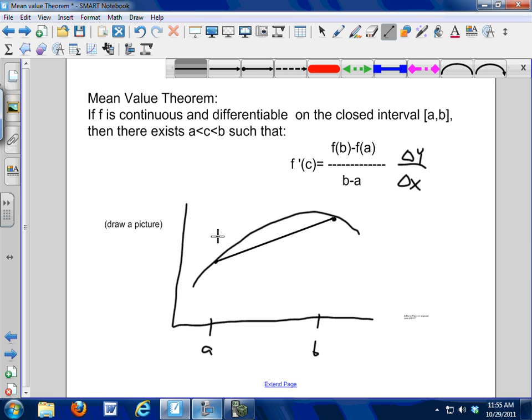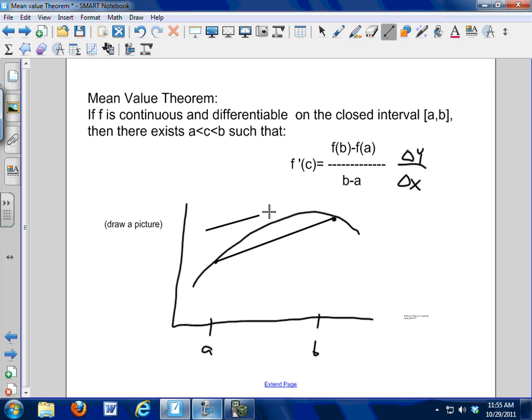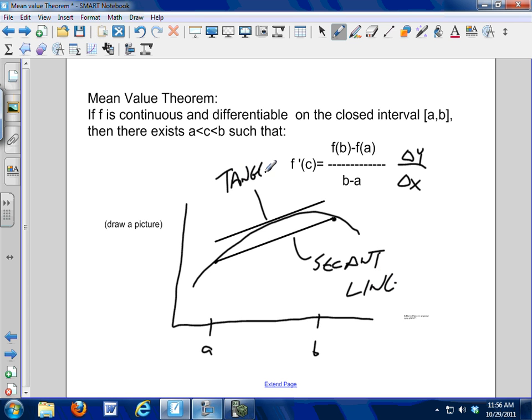So I could say, and I'll try to do this, let's see if I can make it work. Pretty good. I'll have to move that into place. At some point, the slope of the tangent line is equal to the slope of this line here. And if you remember, this is called a secant line, and the other one is called the tangent line. The slope of the tangent line is the derivative, and this is just the slope. So the slope of the tangent line equals the slope of the secant line. That's what the mean value theorem says.